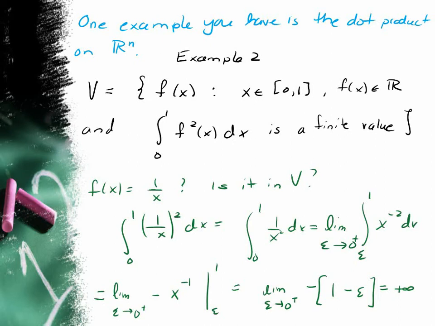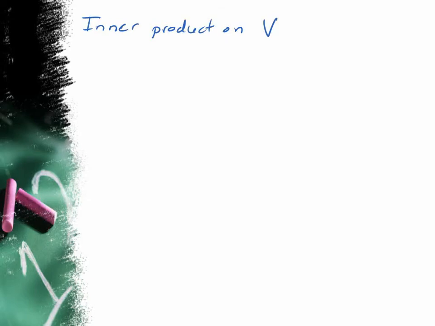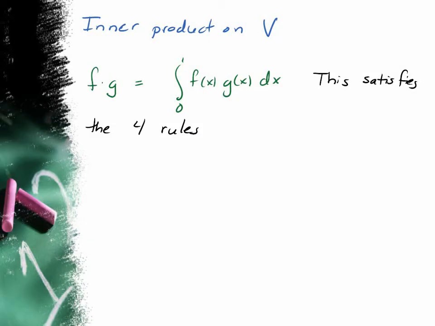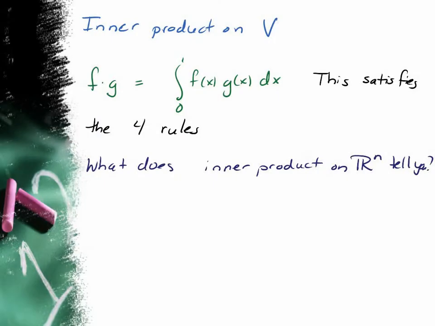So now I have an example of something that's in there, and I have an example of something that's not in there. I have a better feel for what that set is. So there we go. Now, there's an inner product on this weird vector space. And that inner product, that dot product, is that the dot product of two functions, f and g, is the integral of f and g on 0, 1. That definition satisfies those 4 rules that I showed you on previous slides.